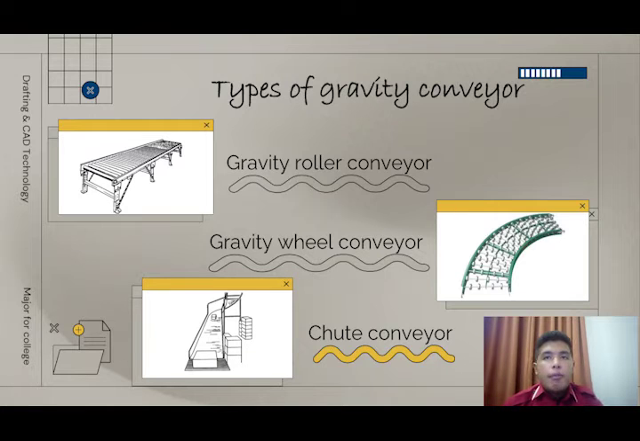The third one is the chute conveyor. The chute conveyor is much different from the other two gravity conveyors because of its structure, which uses flat steel as the transfer system and requires gravity force to move the material. That's the reason the chute conveyor is designed in a declined position.